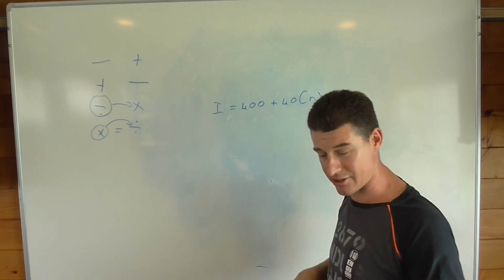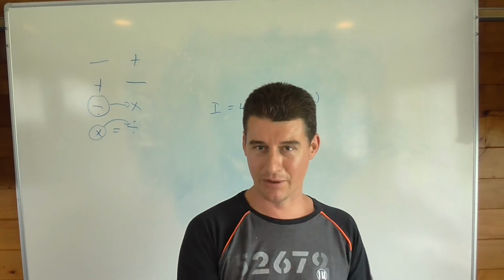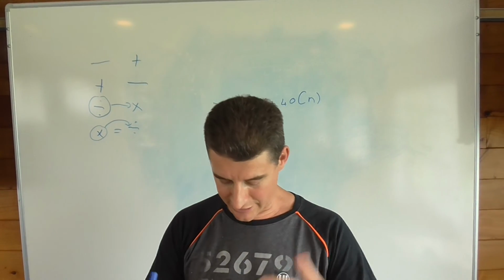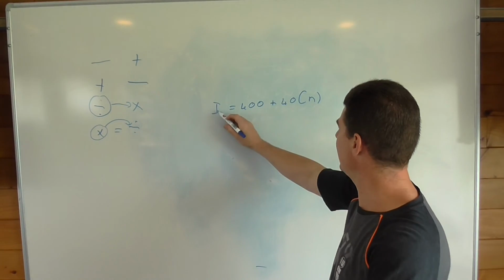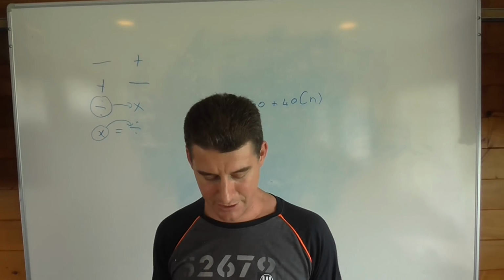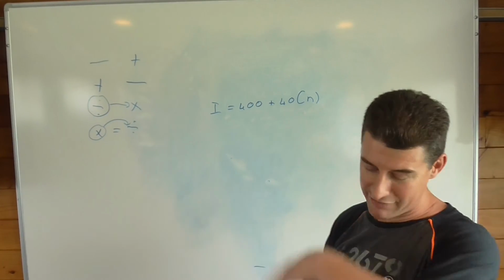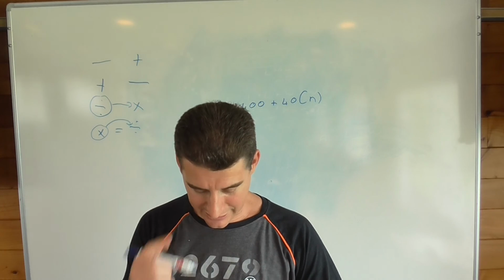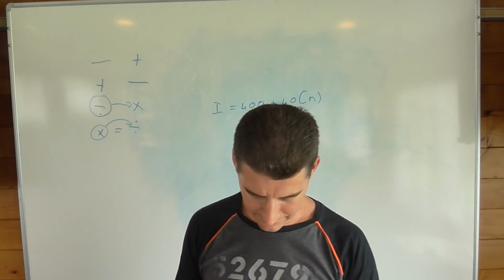So they can actually ask you as well, write a formula for the following problem. And then you need to calculate it. All right. So income is 400 plus 40 times whatever the person sells. You can make that an X, an N, a P, whatever you want to do, but then use that to calculate the formula.